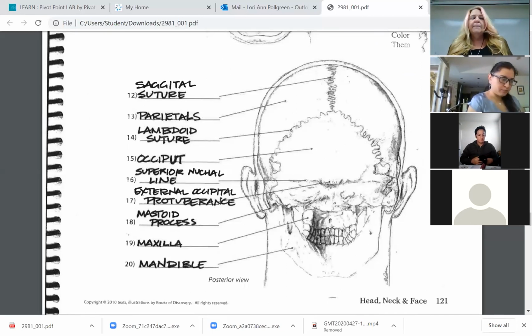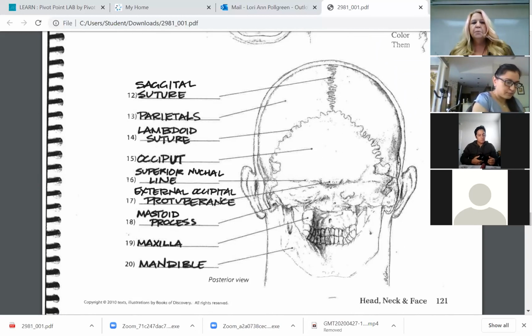14 is the lambdoid suture. And the lambda symbol kind of comes up like a triangle with a little flare off the top, which would be the sagittal suture. That's lambdoid, it's named after the lambda symbol. Then we have our occiput.